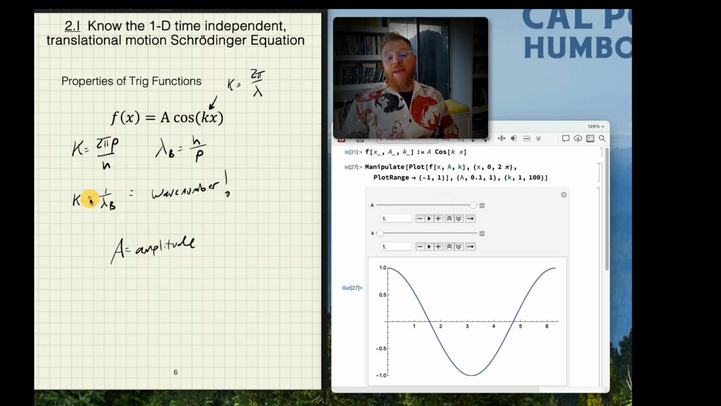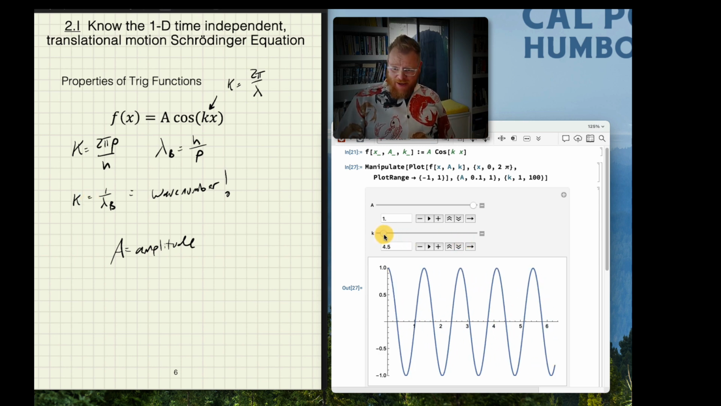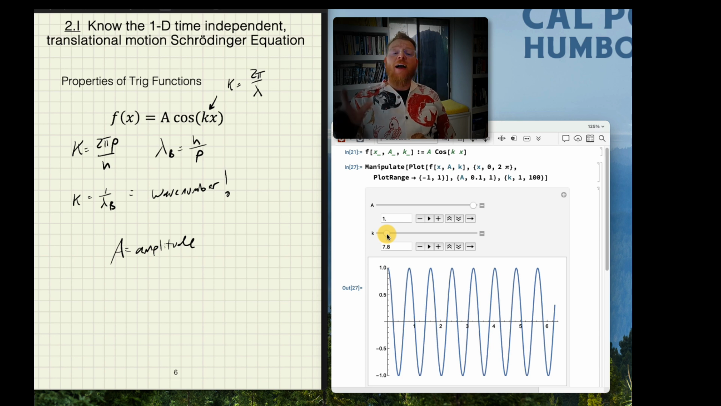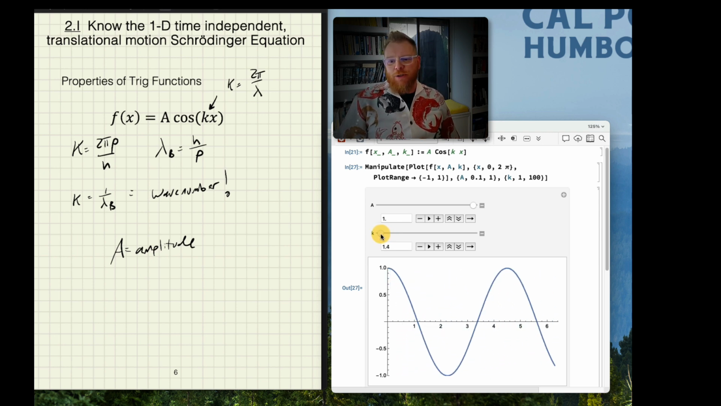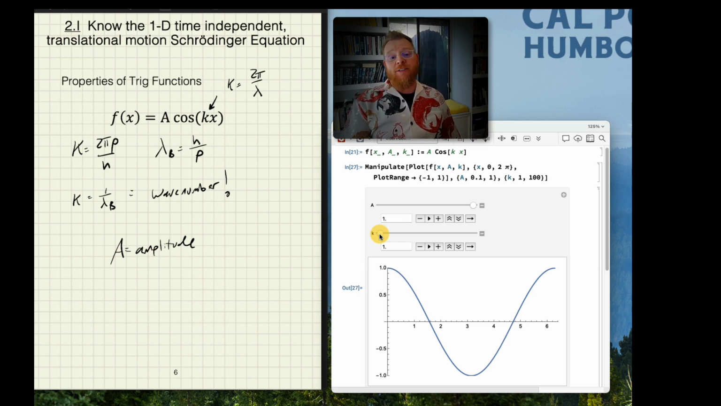Well, k being a wave number will scale as 1 over the wavelength, right? So if I increase k, as you can see, I'm making k bigger, I'm getting a smaller wavelength, which makes sense because they're 1 over each other. If I make k smaller, I'm getting a larger wavelength, and that also makes good sense.